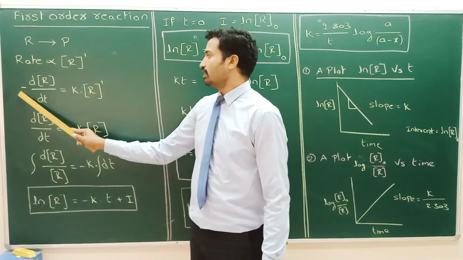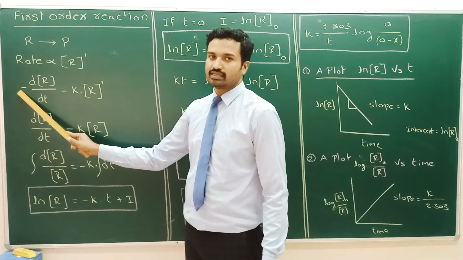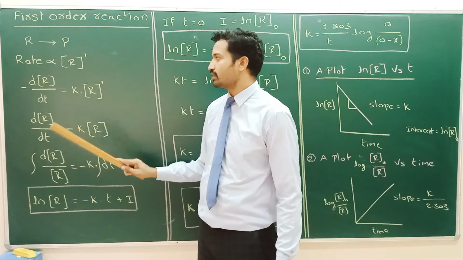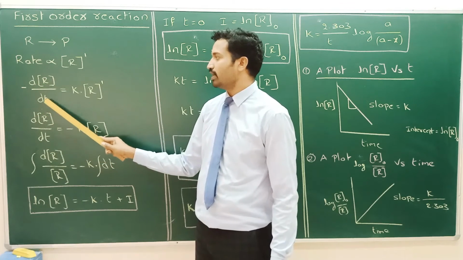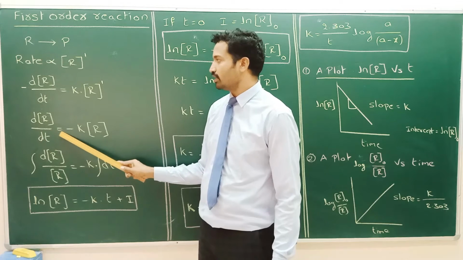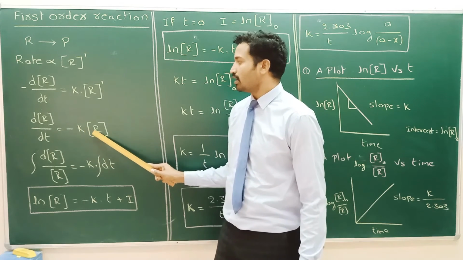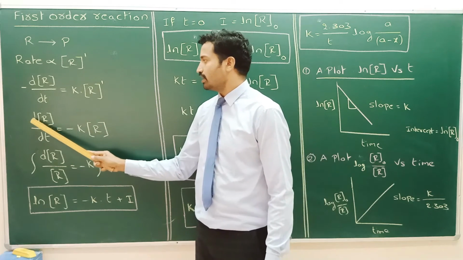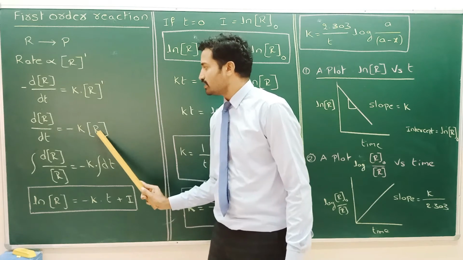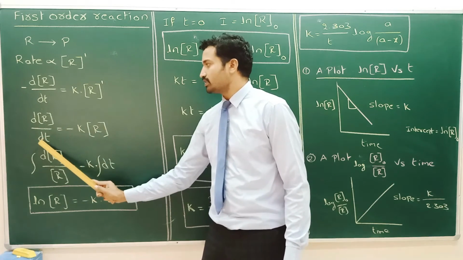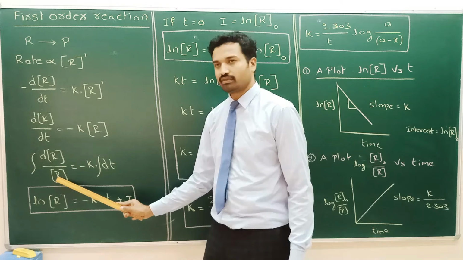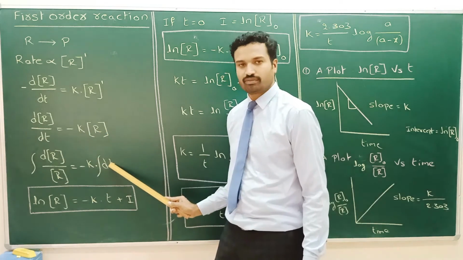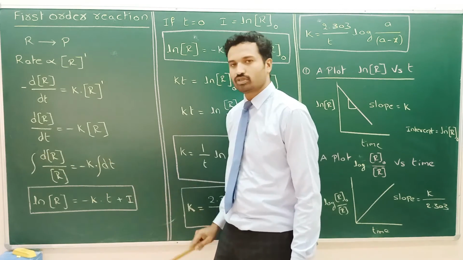Next, multiply both sides by minus. Minus into minus becomes plus, and plus into minus is minus. Then the formula becomes dR by dt is equal to minus k R to the power of 1. Next, taking the R value to the other side, dR by R is equal to minus k into dt. Then integrate both sides.